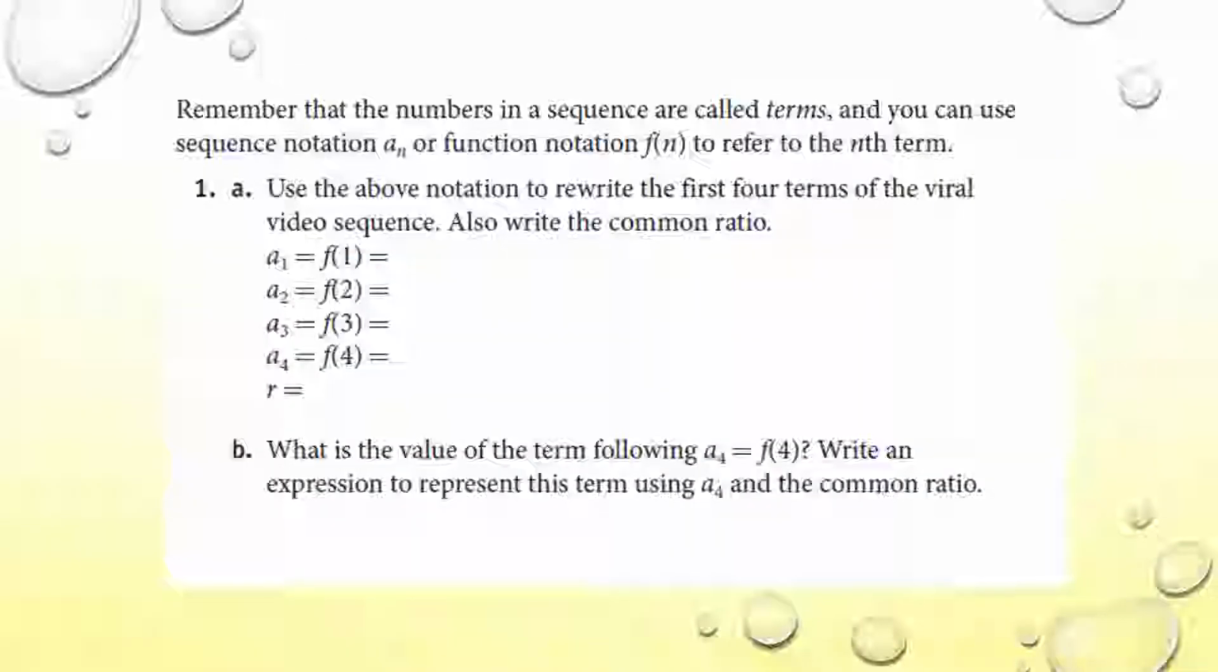So a lot of vocabulary to know the difference between things and what the questions are asking us. Remember that the numbers in a sequence are called the terms, and you can use sequence notation, a sub n, or function notation, f of n, to refer to the nth term. So you can use either one, and we'll use both a lot so that you're comfortable using either one. So use the above notation to rewrite the first four terms of the viral video sequence. Also write the common ratio.